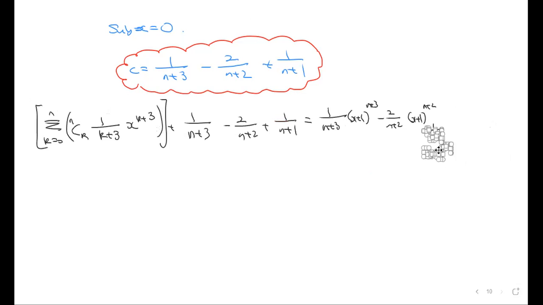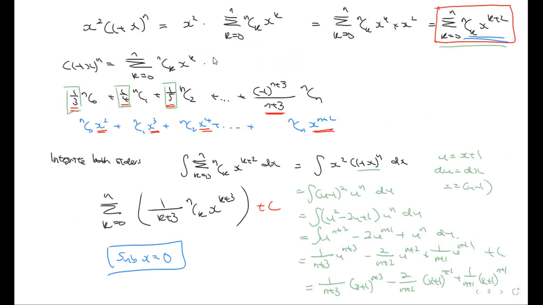Because, as I have alluded to, what you're really wanting to do is remember what you're after. You are after a third nC0 minus a quarter nC1 plus a fifth nC2 minus, and so forth.